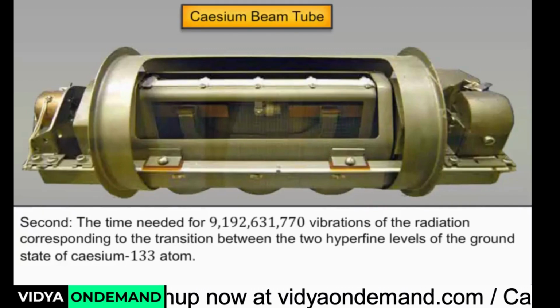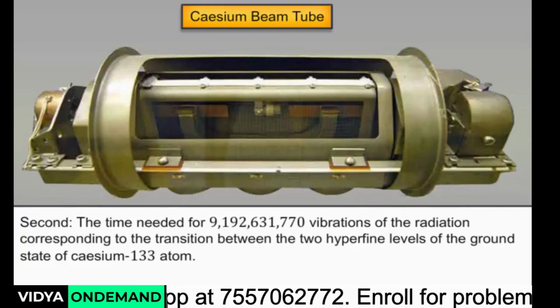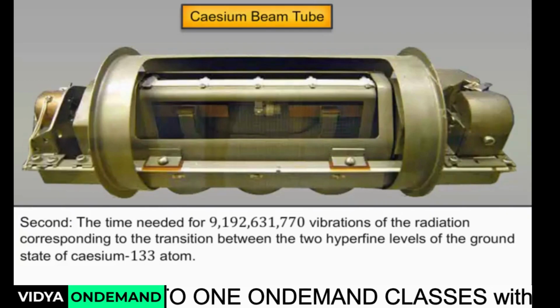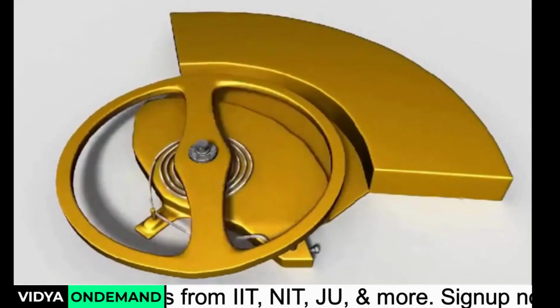The vibrations of the cesium atom regulate the time shown by this atomic clock, just as the vibrations of a balance wheel regulate the time shown by an ordinary wristwatch.